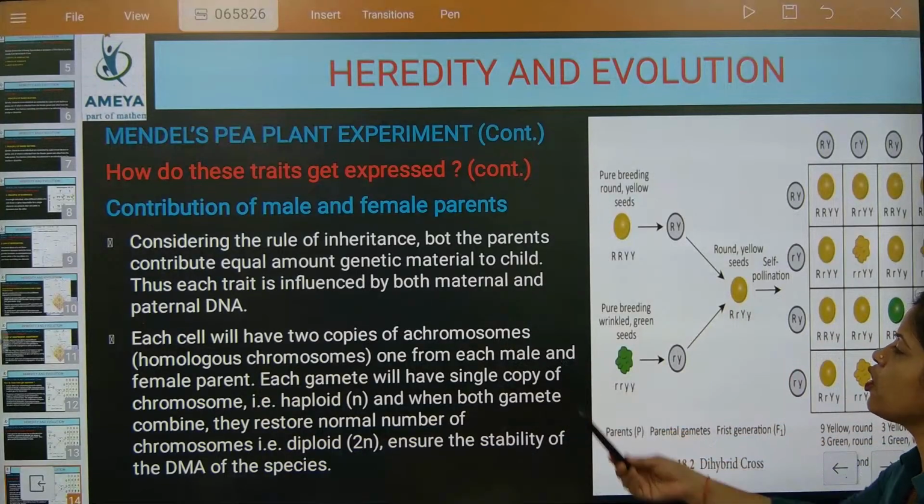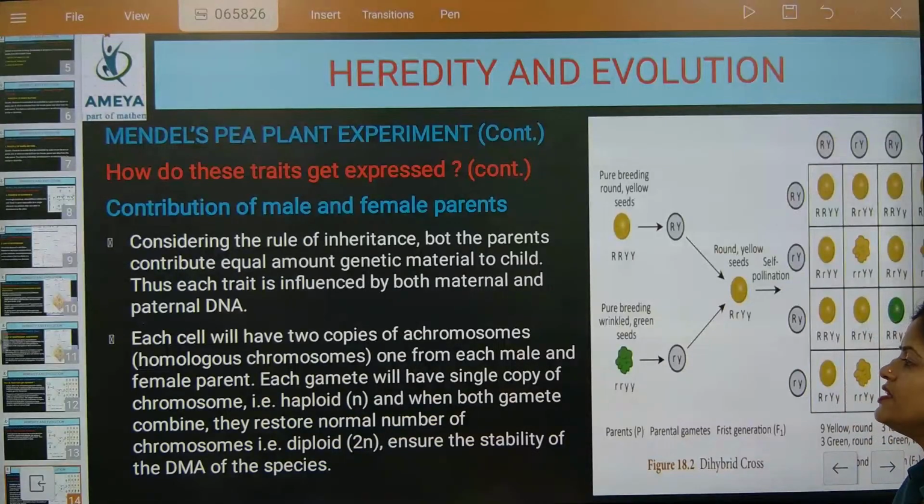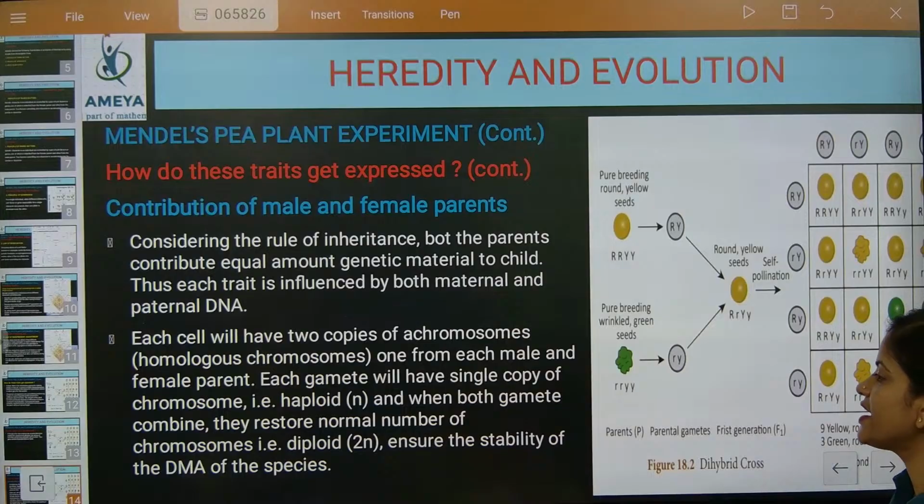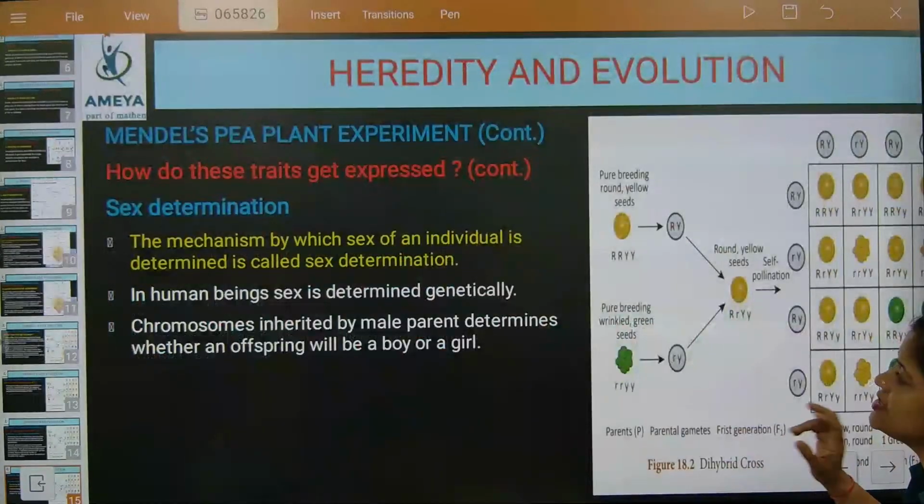Now look at it. Each cell will have two copies of chromosomes. So haploid means one single, and diploid means 2n, a pair. So a pair is always taken. For DNA, a pair is exactly taken.